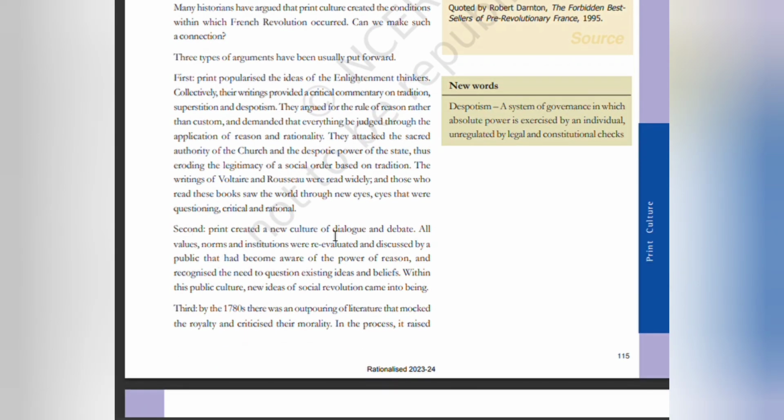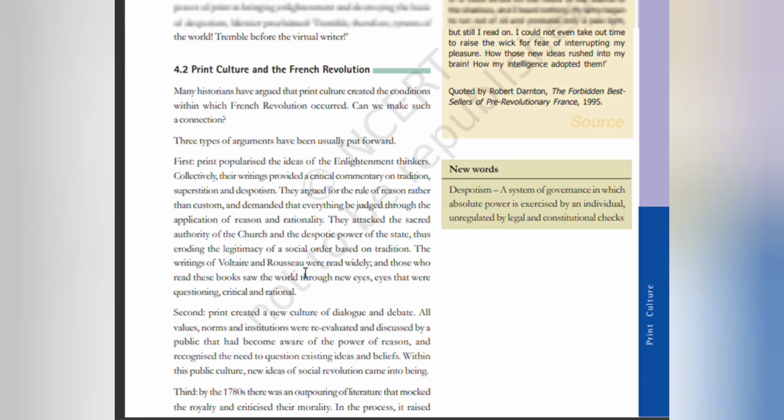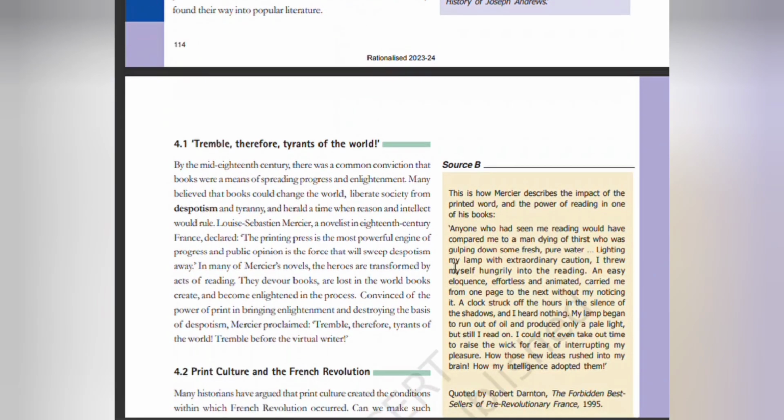Second, print created a new culture of dialogue and debate. All values, norms, and institutions were re-evaluated and discussed by a public that had become aware of the power of reason and recognized the need to question existing ideas and beliefs. Within this public culture, new ideas of social revolution came into being. Third, by the 1780s, there was an outpouring of literature that mocked the royalty and criticized their morality. In the process, it raised questions about the existing social order.